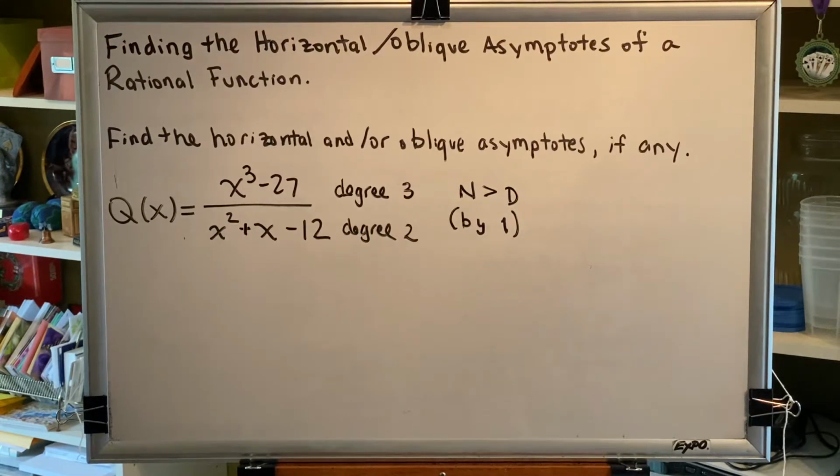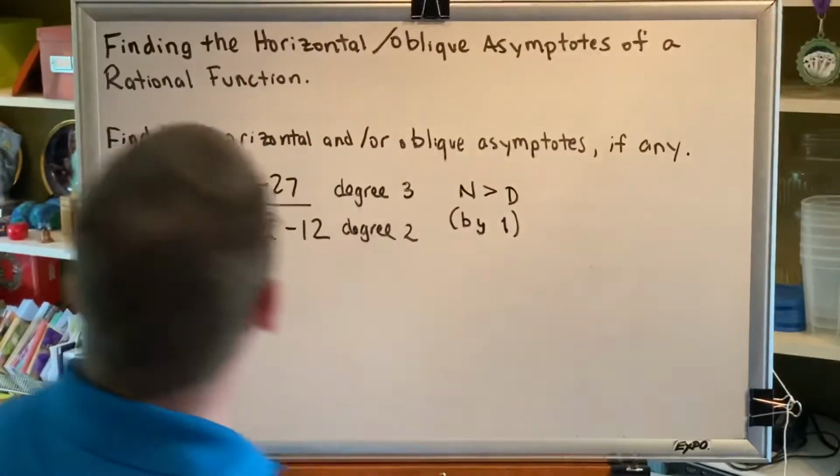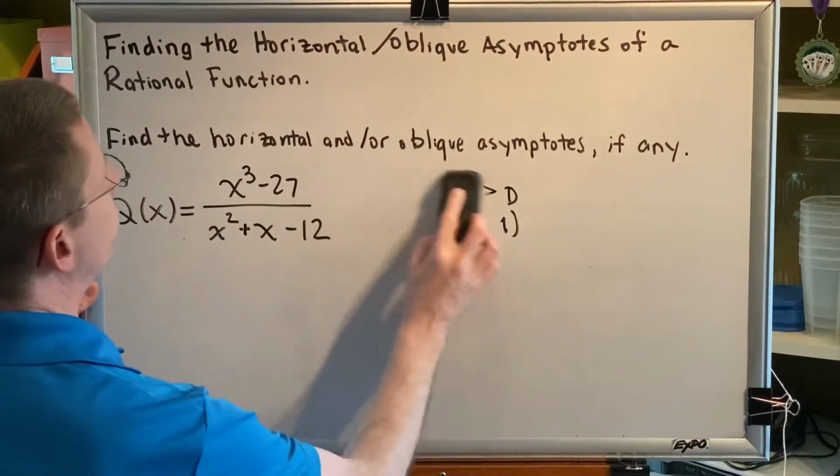If the degree of the numerator polynomial is 1 higher than the degree of the denominator polynomial, then use polynomial long division. If there is a remainder, then the quotient, discarding the remainder, is the oblique asymptote. A very important part of that is: if there is a remainder, then the quotient is your oblique asymptote. Implied by this is if there is no remainder, then there is no oblique asymptote. So we need to do polynomial long division of this particular rational function.